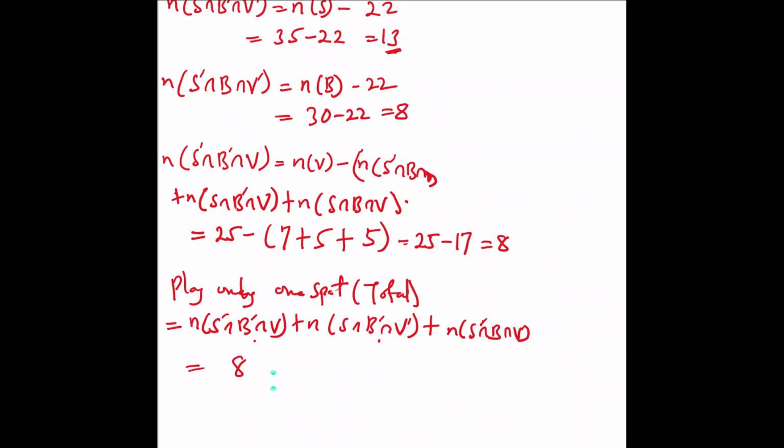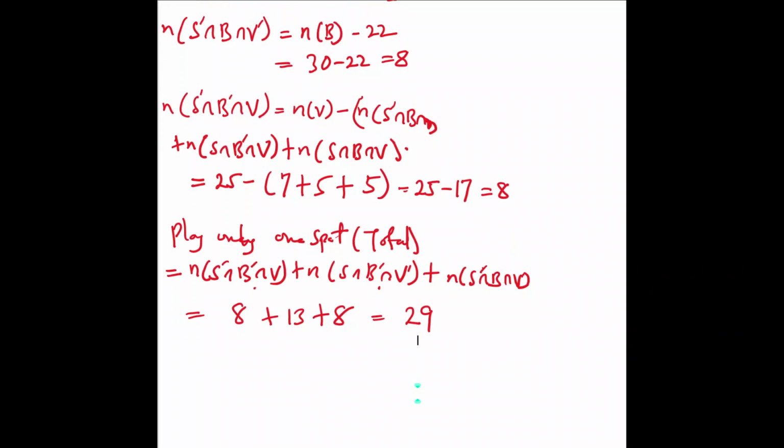That will be 8 plus 13 plus 8, which will give us 29. So that's the answer for the students that play only one sport.